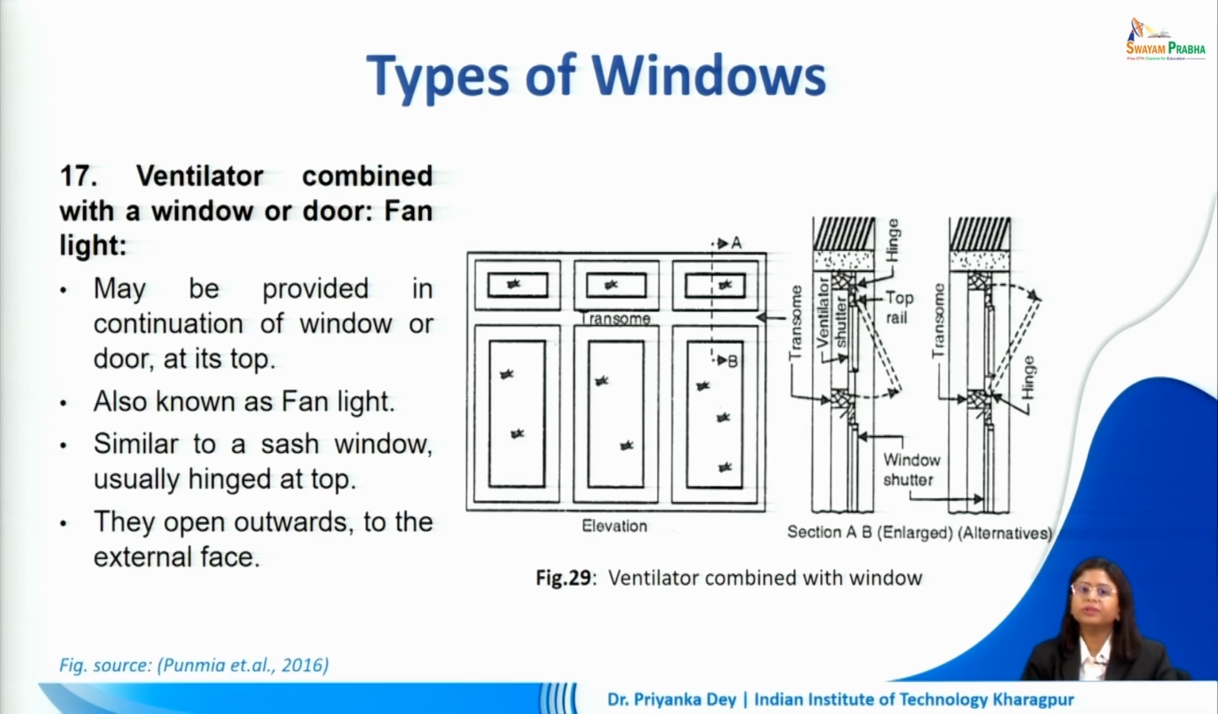Finally, we can go for a combination of ventilator with a window or door, a fanlight. So this may be provided in continuation of a window or door at its top. This is also called a fanlight and it is very similar to a sash window. Usually it is hinged at the top. They open outwards to the external face. Alternatively, we can also go for a portion of attachment or hinge at the lower face, in which case we have to be careful at which side this opens up. We do not want to open a window upwards towards the external face of the building. If we are opening it upwards, it has to be towards the inside to ensure rainwater doesn't come in.